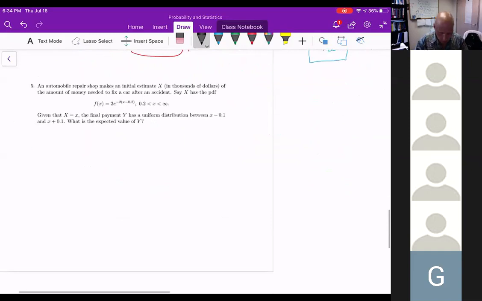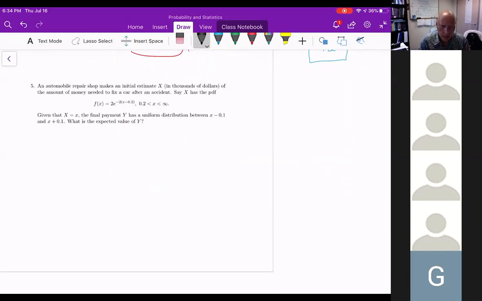All right, there is one more problem left on this handout. So let's take a look at this one. This throws a few different things at you. First of all, it's a new distribution. You've never seen this one yet. An automobile repair shop makes an initial estimate X, in thousands of dollars, of the amount of money needed to fix a car after an accident.